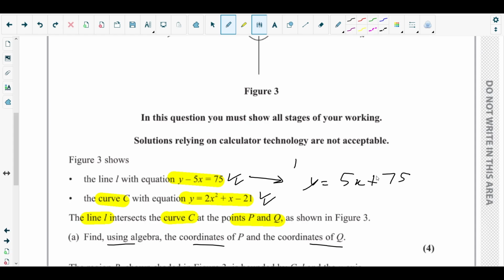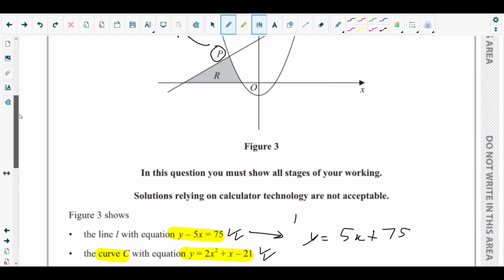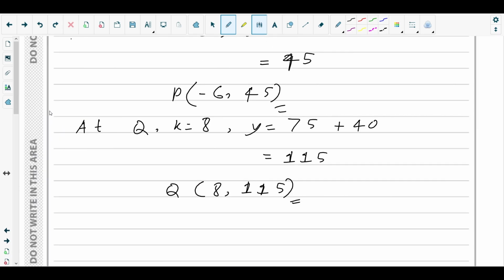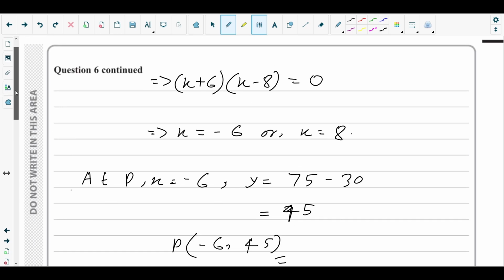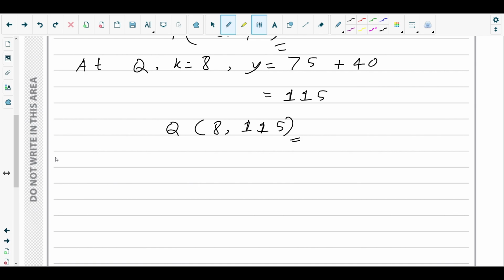That means with respect to line L, the position of region R is less than or equal, since it is a solid line. Since it is a solid line, the y values of the line L are also included in the region R. So for part B, at first what we got? y is less than or equal to 5x plus 75. So this is the first one we got.